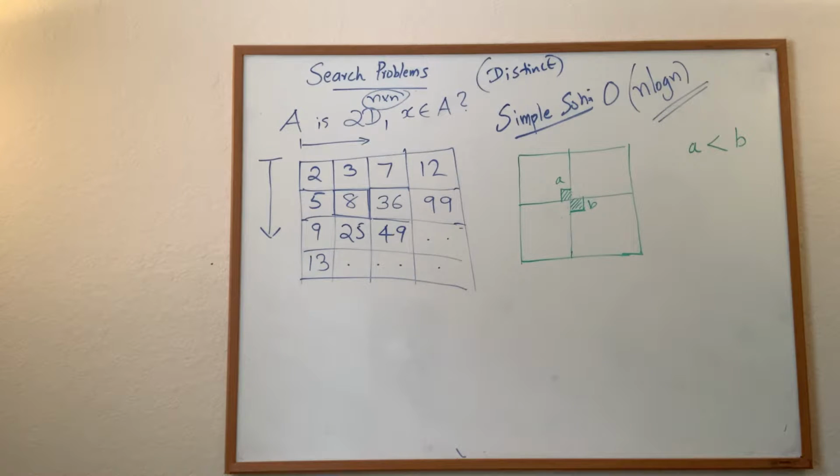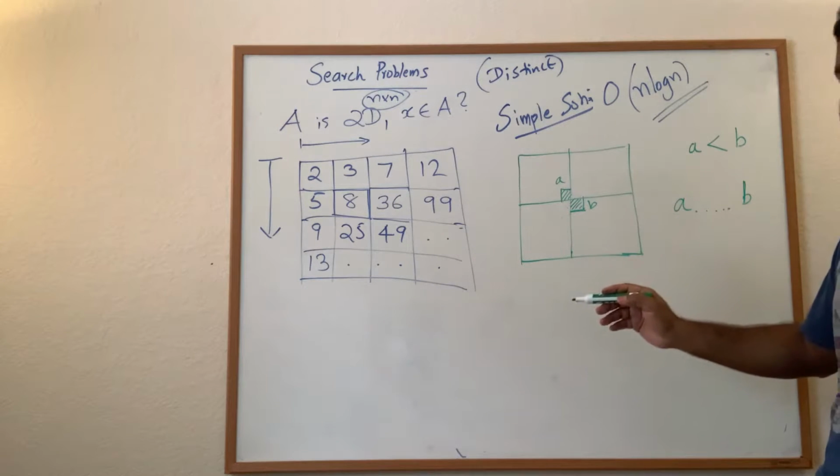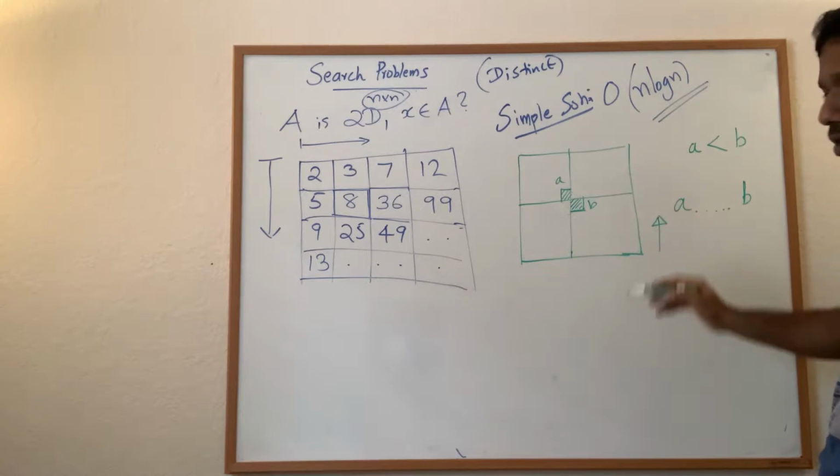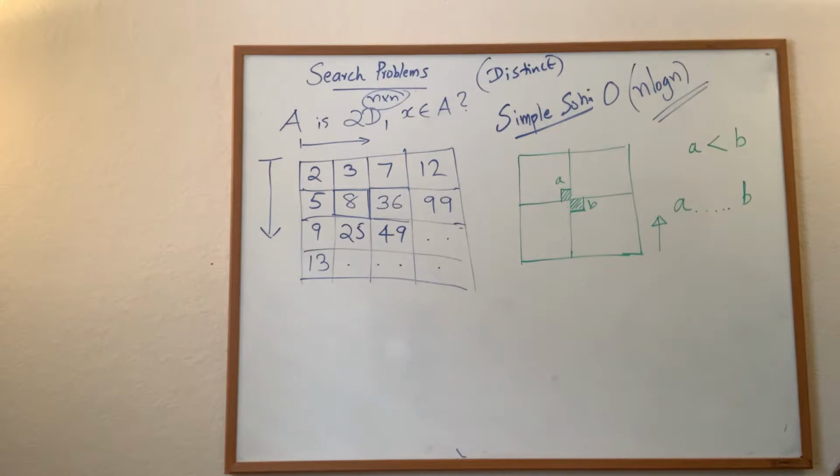So I want to see where X is going to be in this scenario. There are different possibilities. This is A and I know that B is more than A. So the number X I am looking for could be here, something smaller than A, or it could be somewhere between A and B, or it could be something more than B. These are the 3 possibilities.